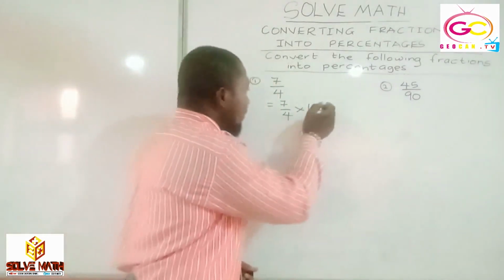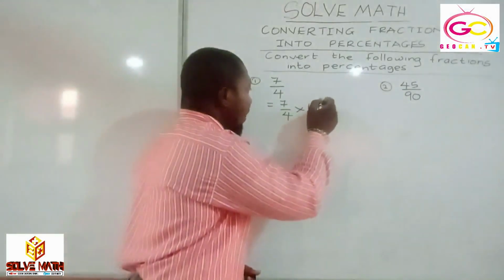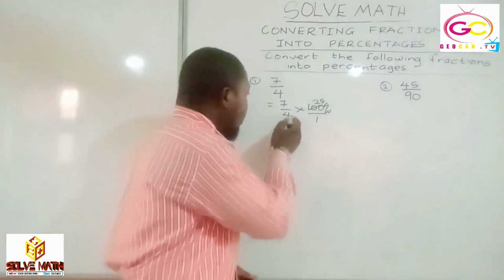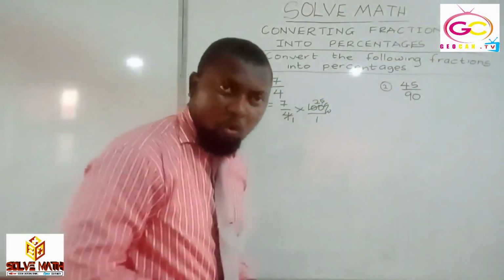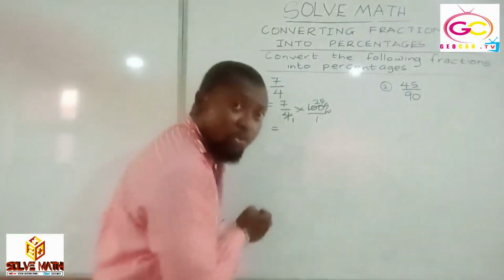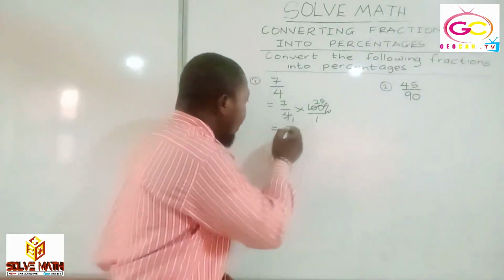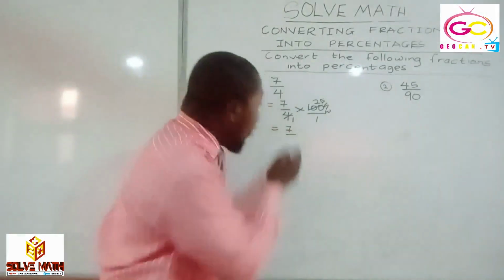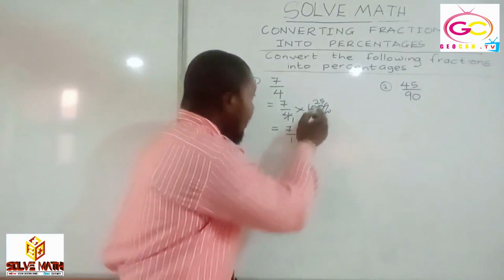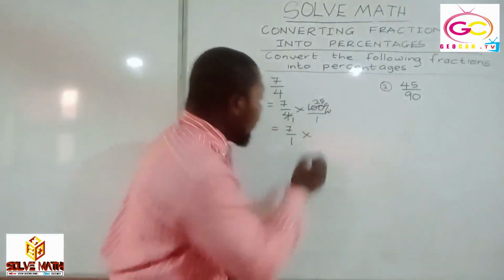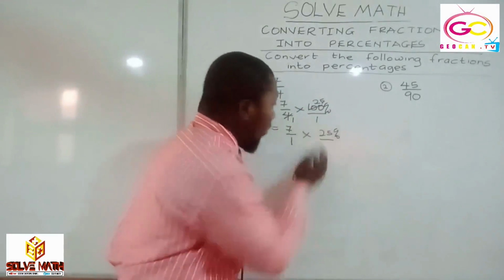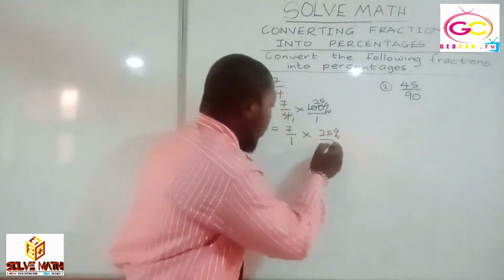So 4 will go into this 25, 4 goes into 25 times. And 4 will go into it once. Good. Math is step by step. Now let's come down. So we have equal to, we have what? 7 here. Over, it's no longer 4 here because we've cancelled. So it's what? 1 times, here it's no longer 100%, but what? 25%. Over, don't forget your 1 over 1.